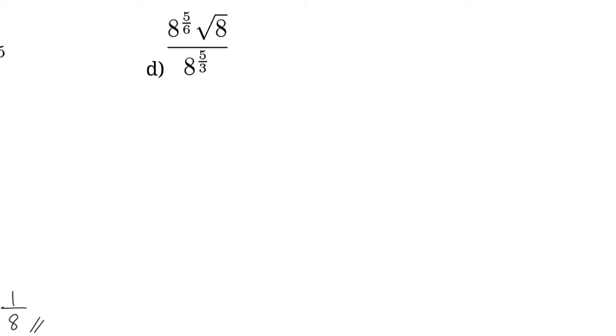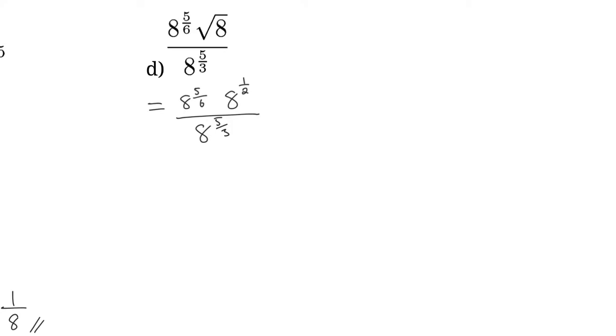Here's our next one. So we have 8 to the power of 5 over 6 times the square root of 8 all over 8 to the power of 5 over 3. Since we do have the same base of 8 in all terms, we can use our exponent laws. But first, let's change the square root of 8 into a rational exponent. So we can rewrite that as 8 to the power of 1 over 2, because that is just a square root, and we're keeping everything else the same.